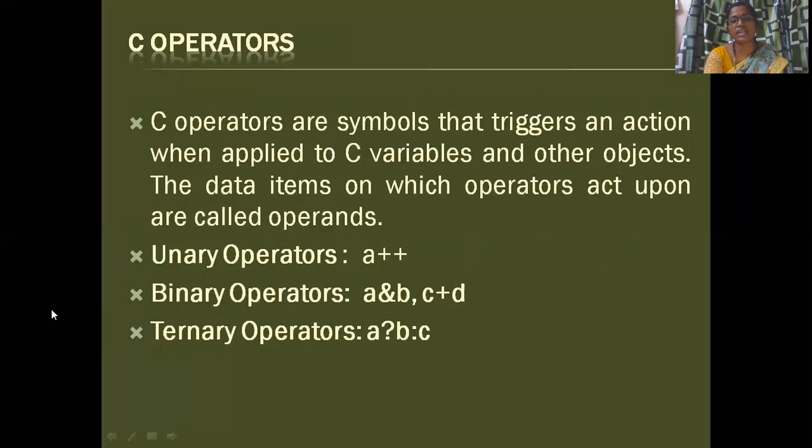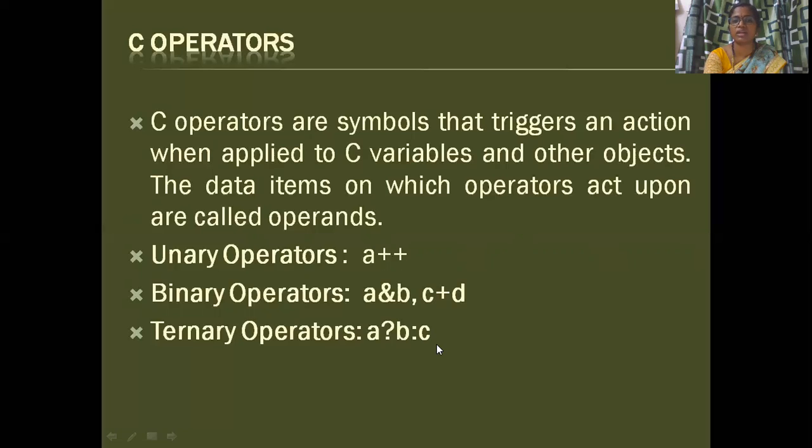Before that, we see there are 3 types of operators available in C language: unary, binary, and ternary. As the name indicates, unary means only one. It works only with one operand. Whereas a binary operator works with 2 operands. Ternary means 3, so it works with 3 operands.